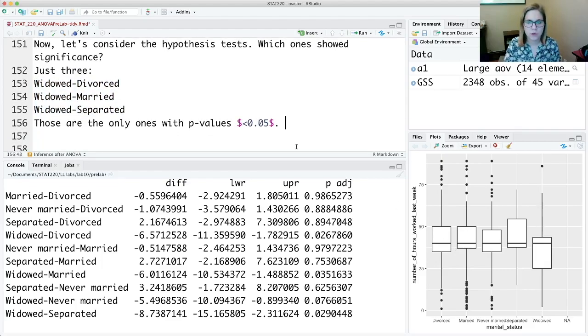So that's what ANOVA lets you do. It lets you see if there's a significant difference between the means, and then you can do inference after ANOVA to tell you which of the means are significant.